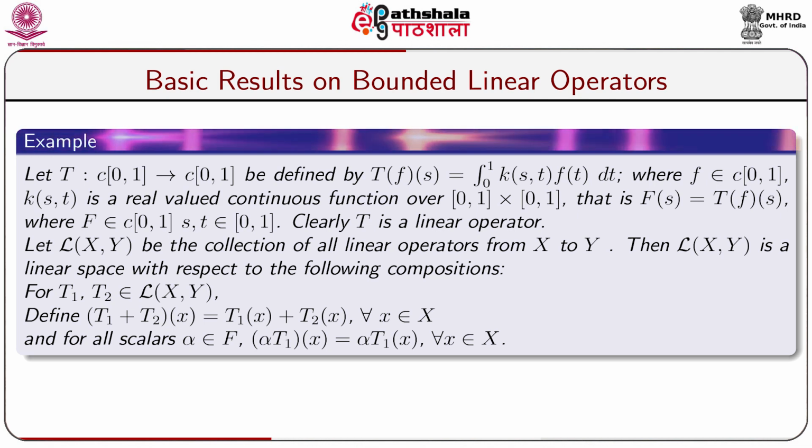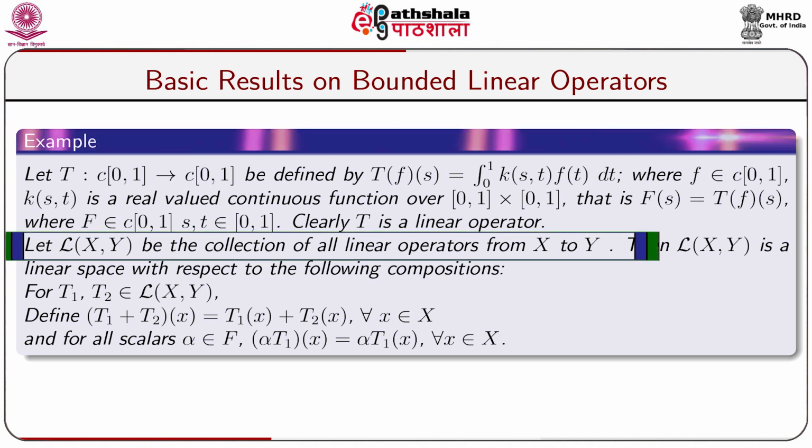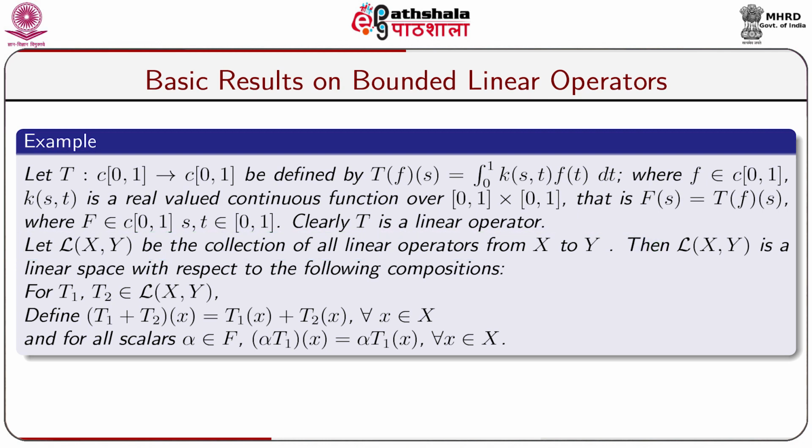Let curly L(X, Y) be the collection of all linear operators from X to Y. Then curly L(X, Y) is a linear space with respect to the following compositions. For T1, T2 belonging to curly L(X, Y), define (T1 plus T2) x is equal to T1 x plus T2 x for all x belonging to capital X, and for all scalars alpha belonging to capital F, (alpha T1) x is equal to alpha T1 x for all x belonging to capital X.